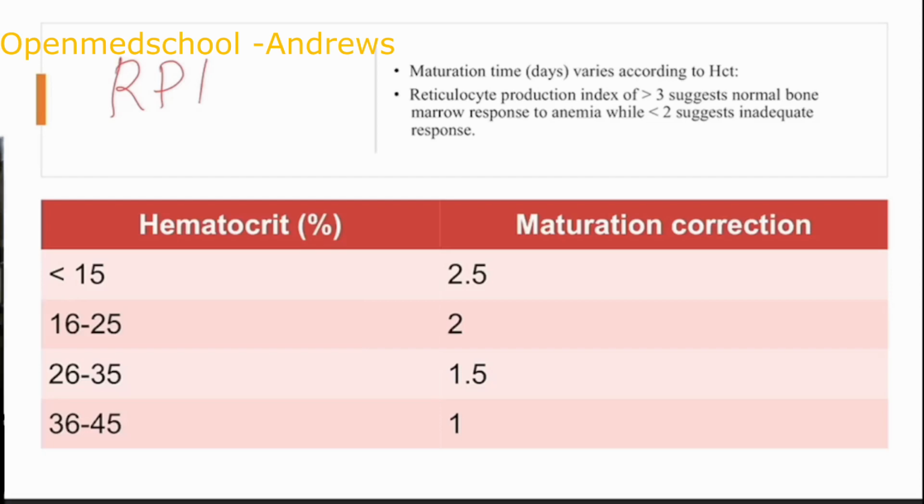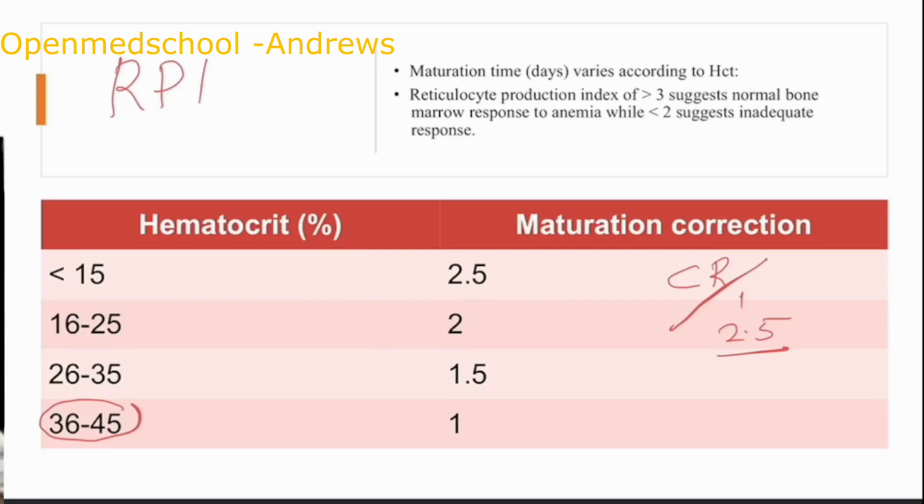You divide the corrected reticulocyte count by the maturation factor. If the hematocrit is 35 to 45, it is 1, so it will be the same. If it is less than 15, you have to divide by 2.5. So depending upon the level of hemoglobin or hematocrit, you make a correction for that when calculating RPI.